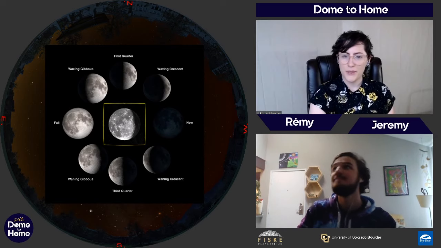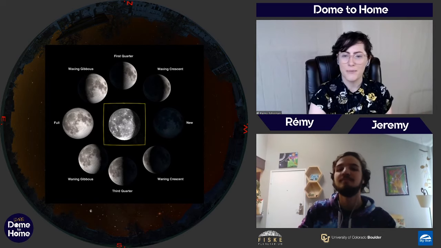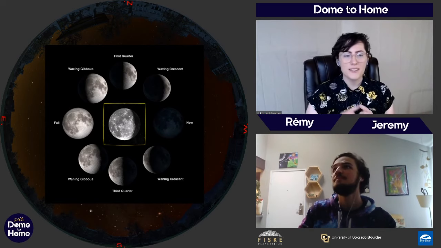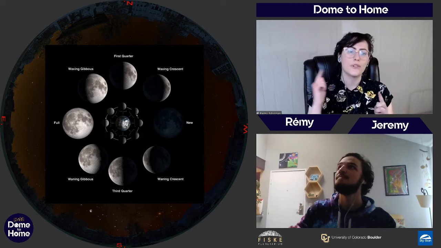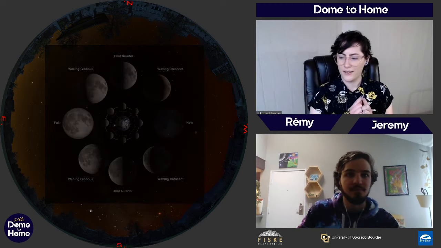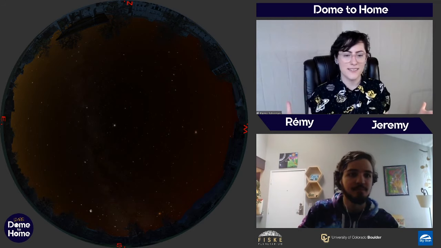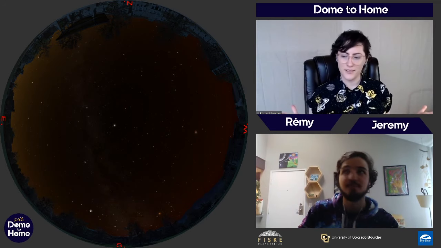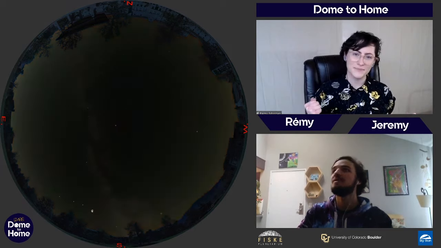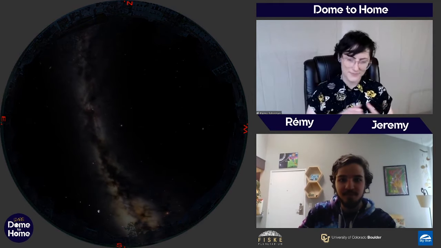So the question would be, why does it have phases like this? Why do we see parts of the moon lit up, parts of it not? And it goes like this pattern over and over and over again. Let's go ahead and go into space and find out. So Jeremy, can you take us into space? I sure can. Awesome.